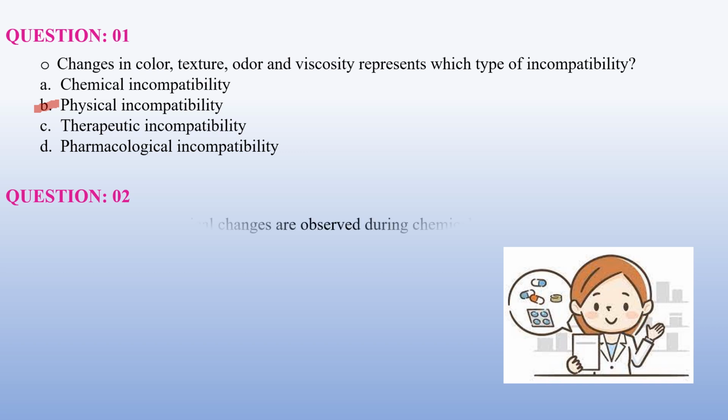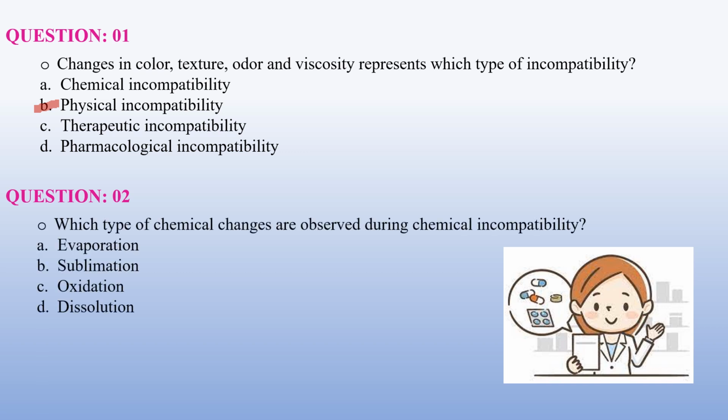Next question. Which type of chemical changes are observed during chemical incompatibility? And the options are A. Evaporation, B. Sublimation, C. Oxidation, and D. Dissolution. And the answer is C. Oxidation.